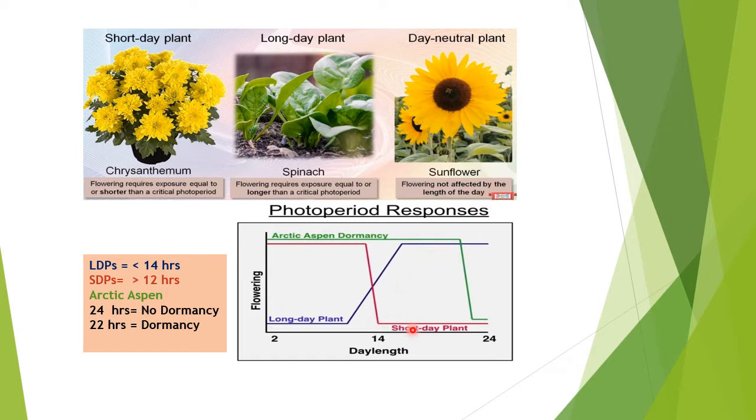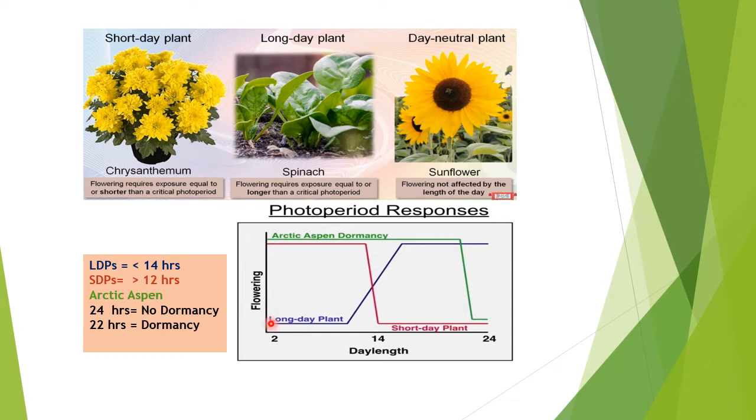Here we have a photoperiodic response in a 24-hour cycle, a 24-hour day length. This is the flowering. Short day plants will require less than 12 hours, that is shorter than the critical 12 hours. So here is a short day plant. When it reaches less than 12, it shows flowering.